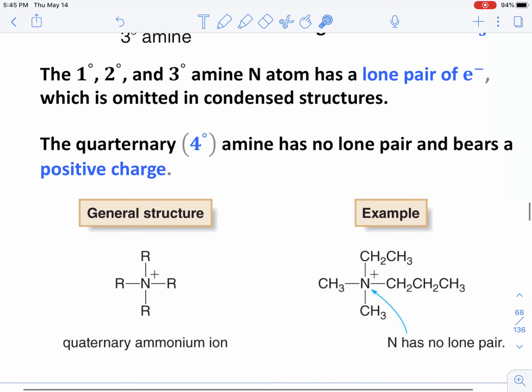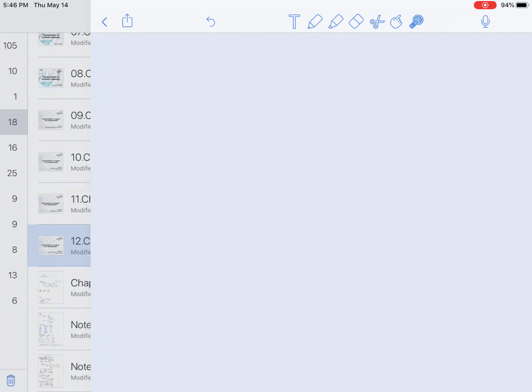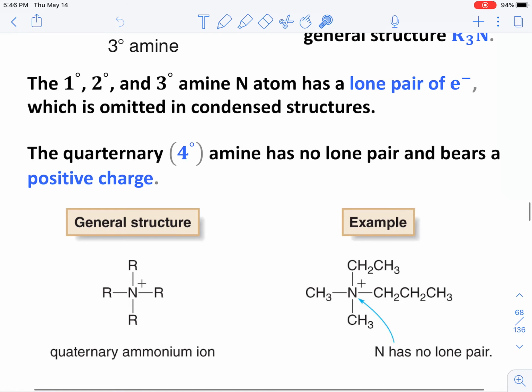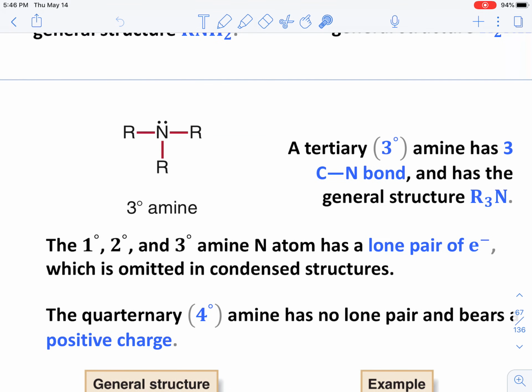And so quaternary amines are also possible. My screen is freezing again. So quaternary amines are possible. However, what happens is that the lone pair is going to bond to another R group.